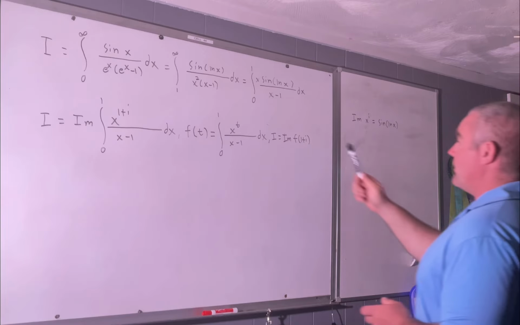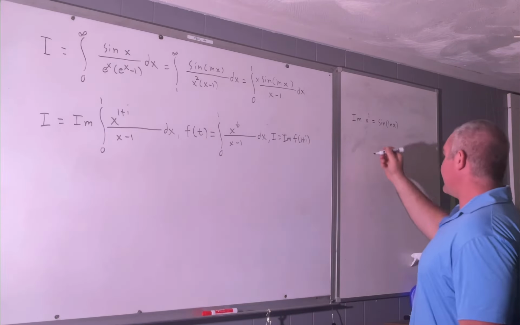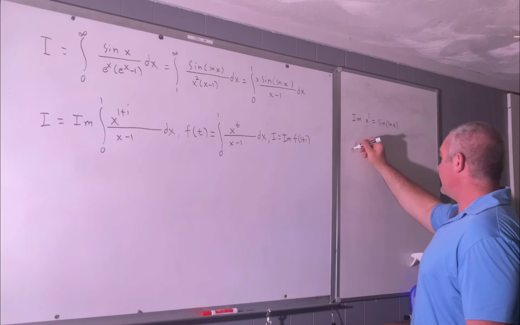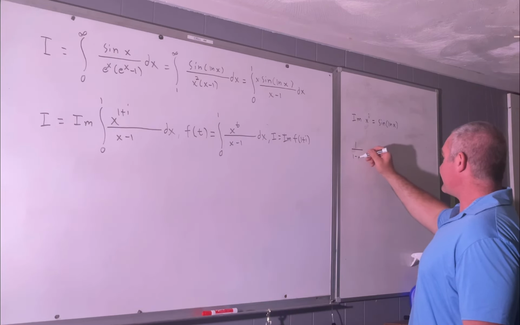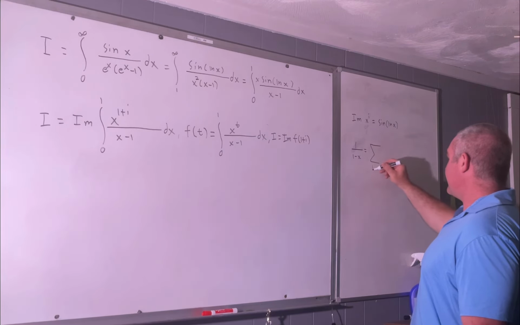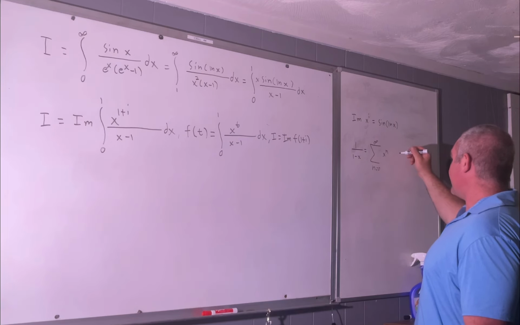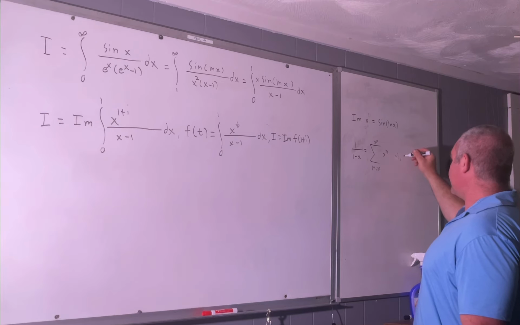All right, so now let's evaluate this using the fact that 1 over 1 minus x is equal to the sum as n goes from 0 to infinity of x to the n, and that's good on negative 1 to 1 with negative 1 not being included.